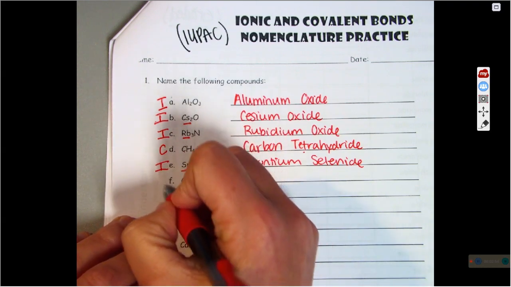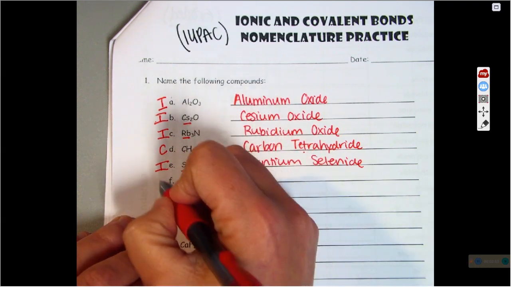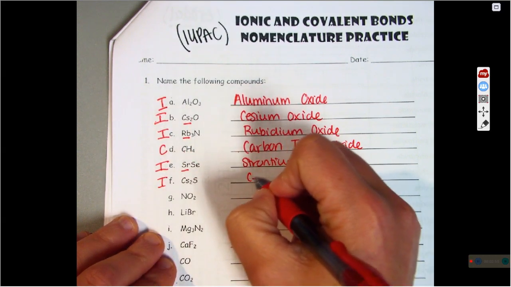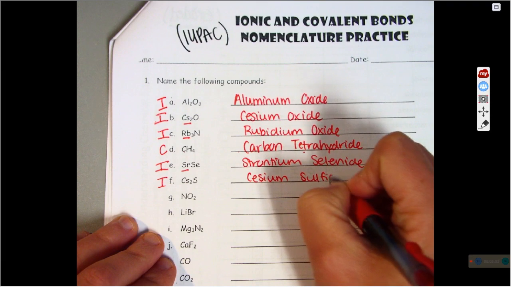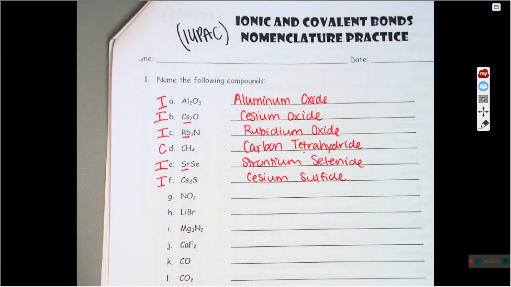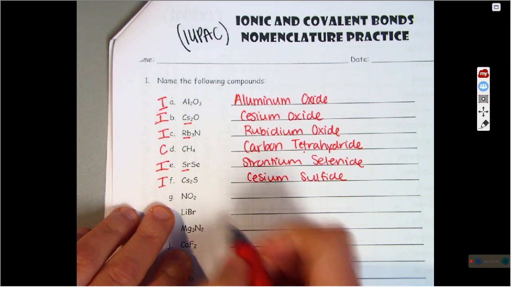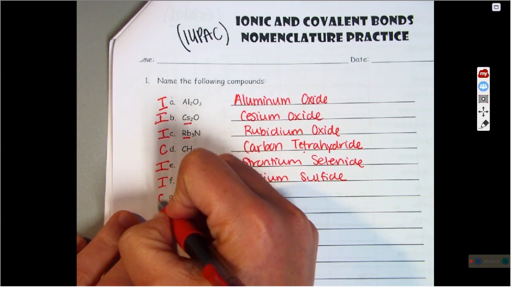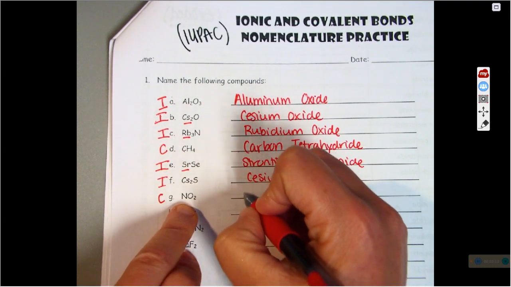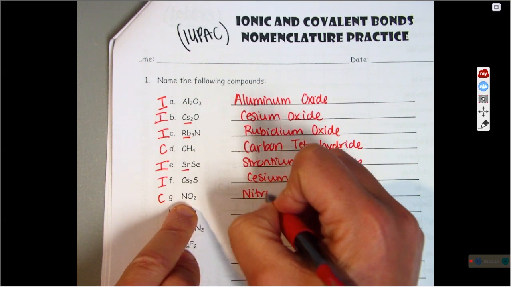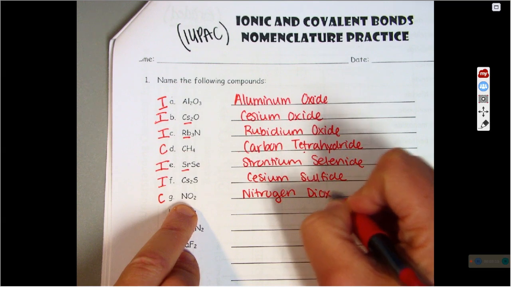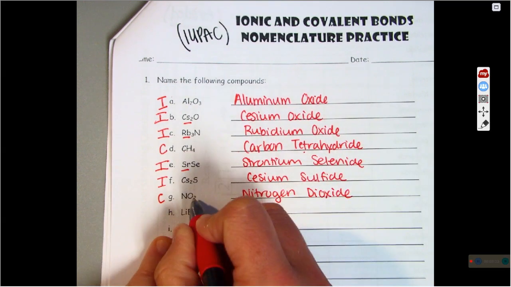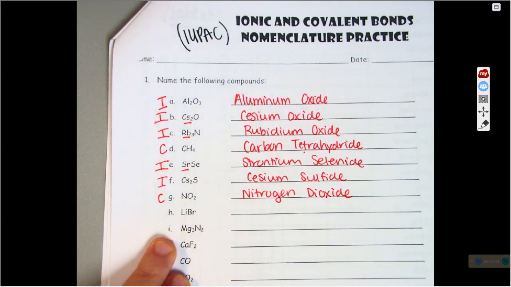So here, cesium, that is a metal, so ionic, cesium sulfide. Okay, letter G is a nonmetal, so that is covalent. I only have one nitrogen, so I'm just going to label it nitrogen dioxide. Di is the prefix for 2, and I have 2 oxygens.